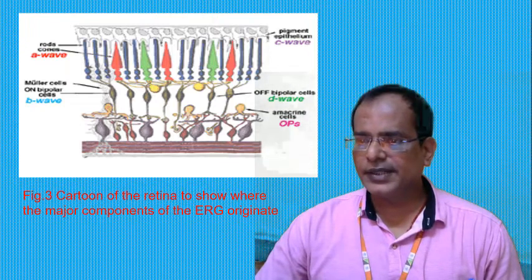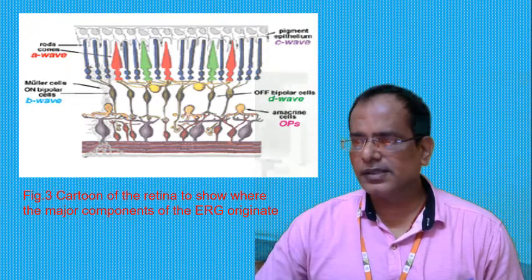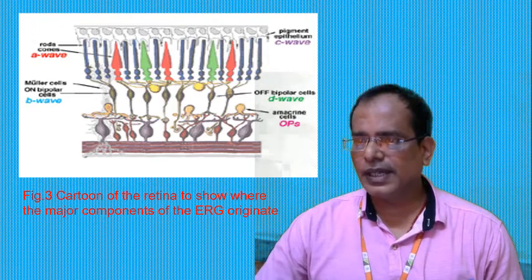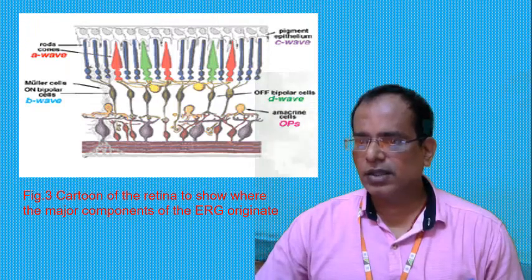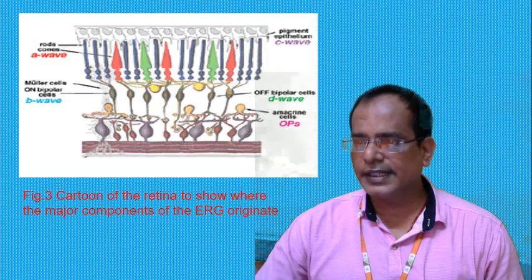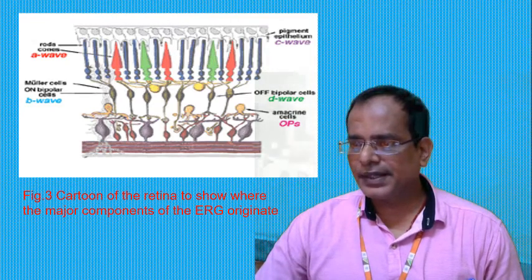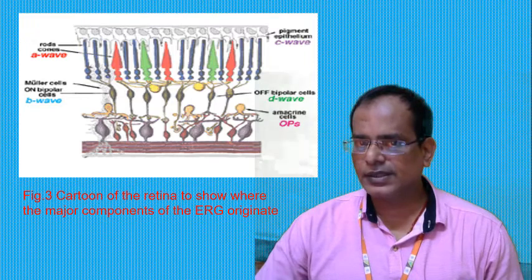So later we shall discuss some wavelets that occur on the rising phase of the B wave, known as oscillatory potentials. They are calling them OPs. So OPs are thought to reflect activity in the amacrine cells, so that you are seeing the amacrine cells in the figure.